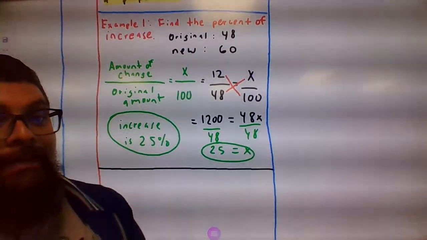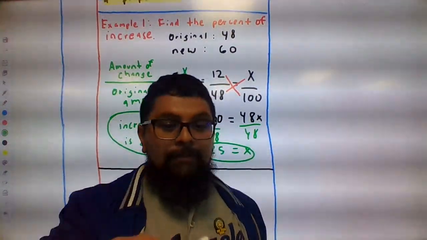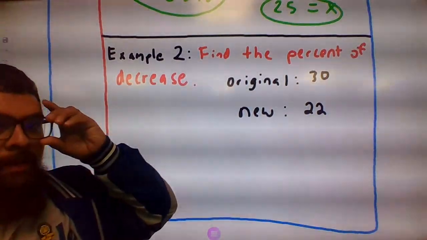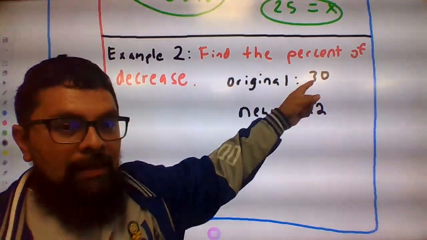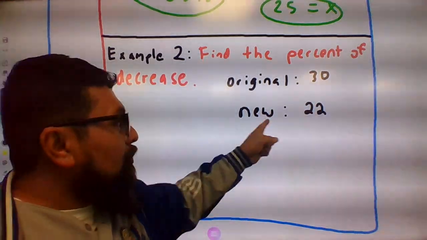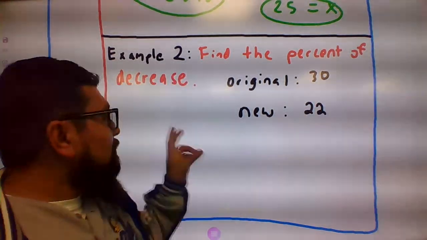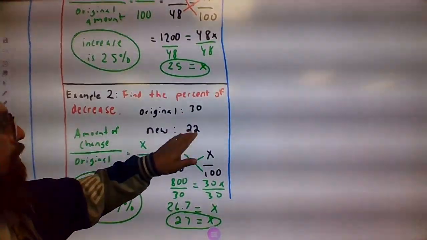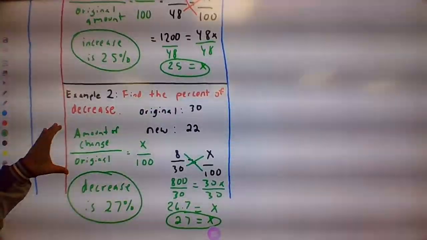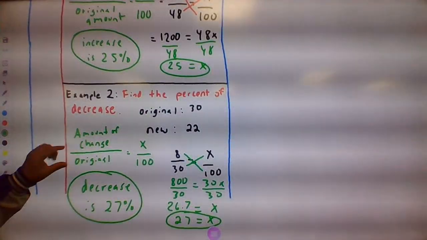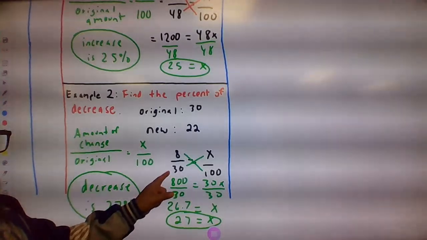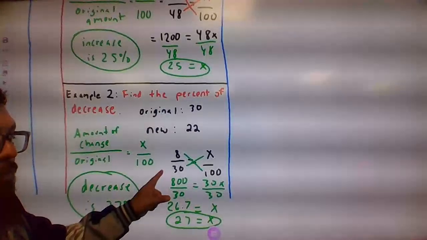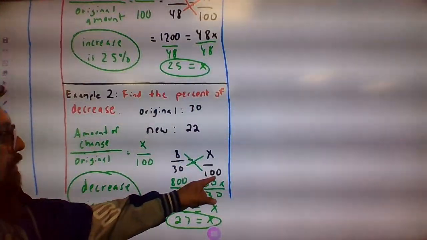Let's go ahead and do example 2, which is right here also. On example number 2, find the percent of decrease. This is the original price, it's 30. It could maybe be a book. And now the new price is $22. Let's set it up right here. The original is 30, the new one's 22. So the amount of change over the original. The amount of change is 8. It looks like it went down $8. So it's 8 over 30, which is the original, equals x over 100.